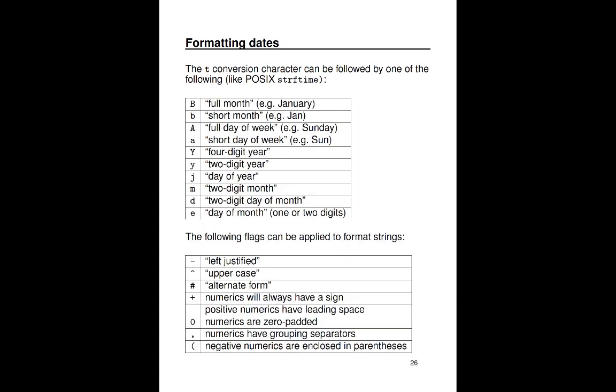You can also format information about the date, again with %t followed by capital B for the full month, like capital J January. You can also get short months and similar formatting for the day of the week, the year, and the day of the month. Now the % format can also have flags that are applied to it. And this allows you to do things like have the number or date be left justified in all uppercase. And for numbers, you can specify whether or not there is a leading space, whether or not it's zero padded, or if the grouping separator is present.